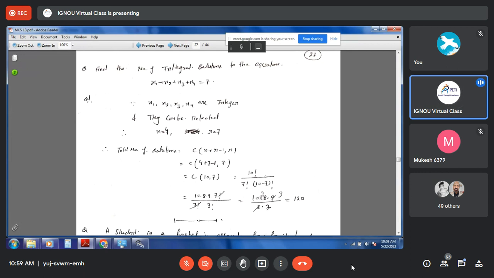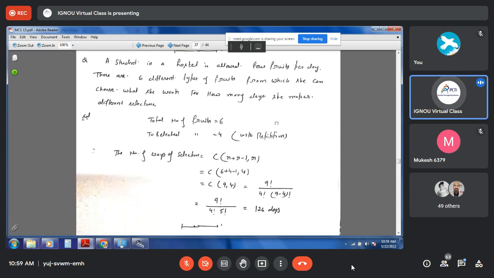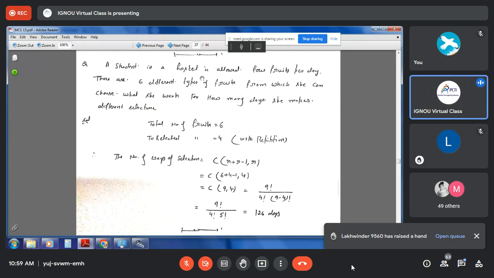Let us see one more example. It will clear all these things. See, a student, it's also from your booklet. A student in a hostel is allowed 4 fruits per day. Whenever she or he goes for lunch or dinner, she is allowed 4 fruits per day. There are 6 different types of fruits from which she can choose what she wants.